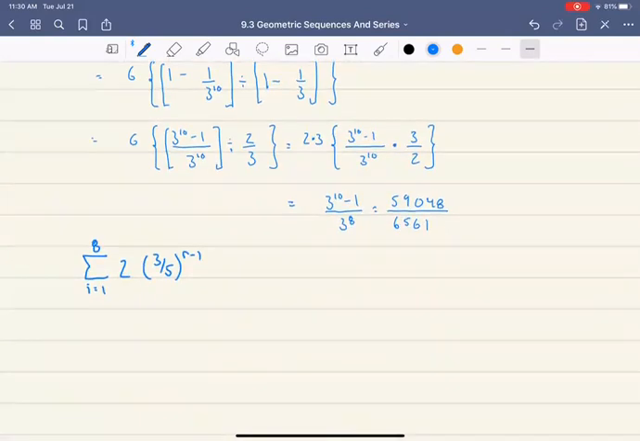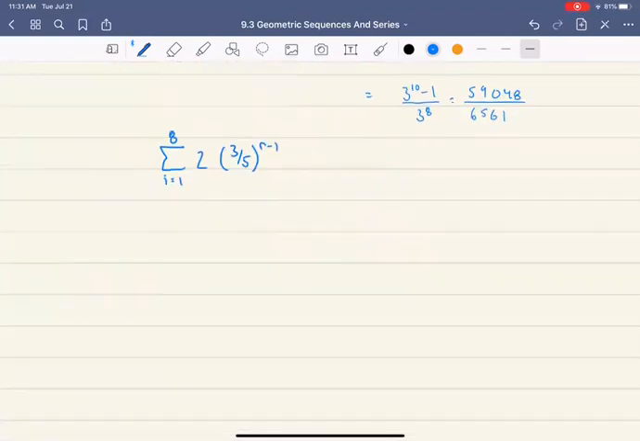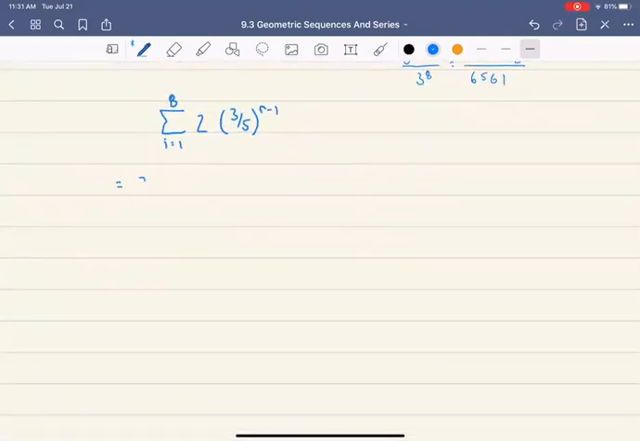All right, so you paused it, you did it. Let's go ahead and work through it. So this equals 2 times the sum, i goes from 1 to 8, of 3/5 to the r. I said r, but it should be i minus 1 here. r doesn't make sense. So if you got stuck on it because of that, go ahead and pause the video again.